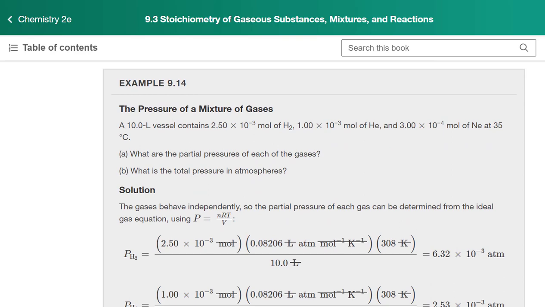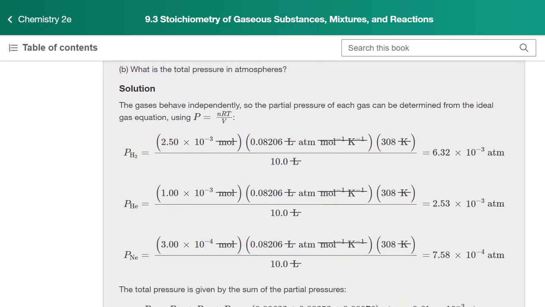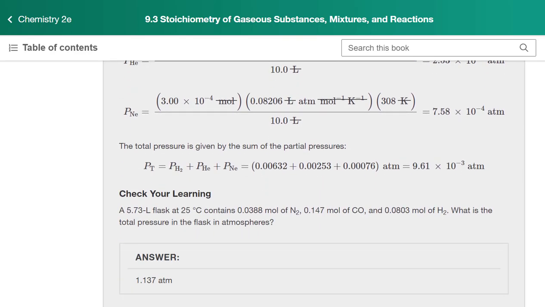So some examples here of using this idea. These could all be relevant examples.